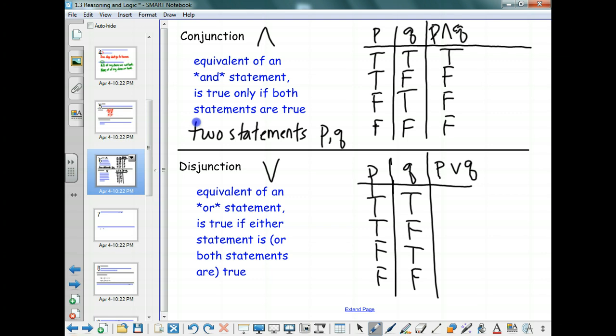So if both statements are true, is an or statement true? Yes. If the first statement is true and the second statement is false, is the or statement true? Yes. If the first statement is false and the second statement is true, is the or statement true? Yes. If they're both false, is the statement true? No. It is not. So the only time that the statement will be false for an or statement is if both pieces are false.